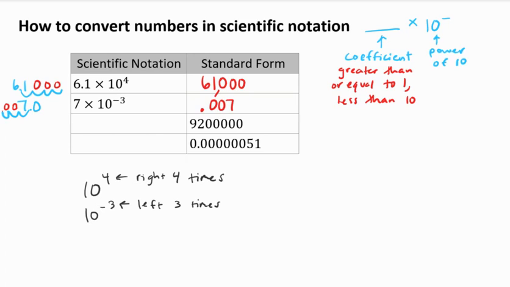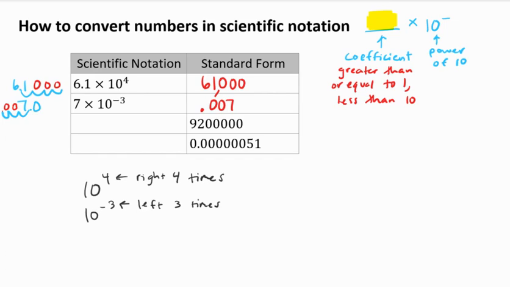And so when you're moving it to the right, when it's a positive exponent, you're making it a really big number. But when you're moving it to the left with a negative exponent, you're going to get a really small decimal. Okay, so what if we're going backwards? What if we have standard form and they want us to write it in scientific notation? So like we said earlier, I know that this number right here has to be greater than or equal to 1, but less than 10.